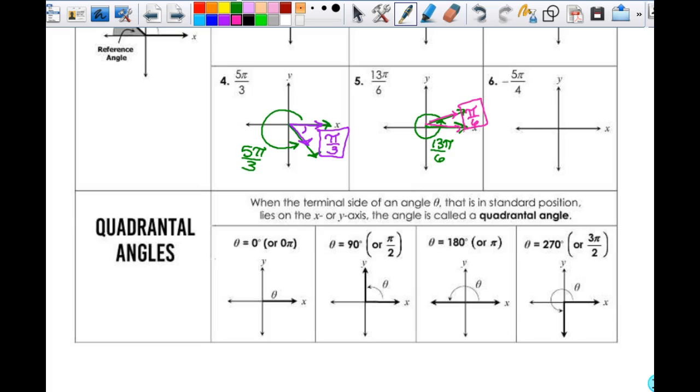So then negative 5 pi fourths. I start here. It's negative, so I'm going this way, right? So this is 0. This is 4 pi fourths. So I keep going, right? And then I'm up here like this. This right here is negative 5 pi fourths.